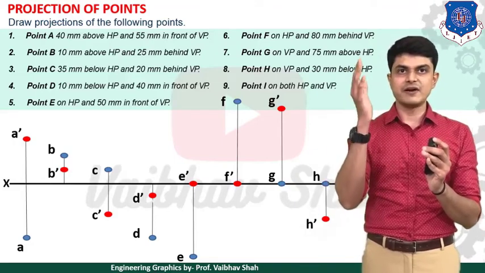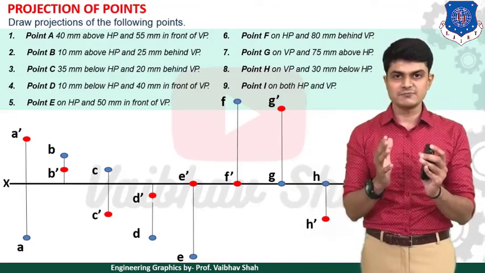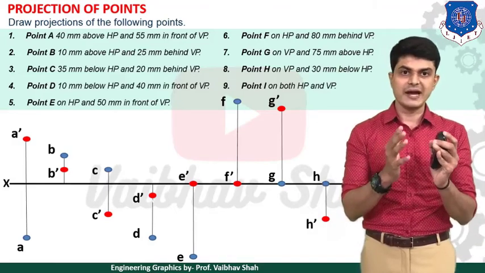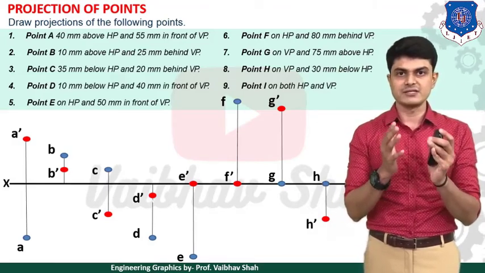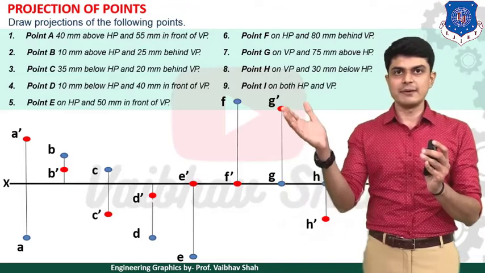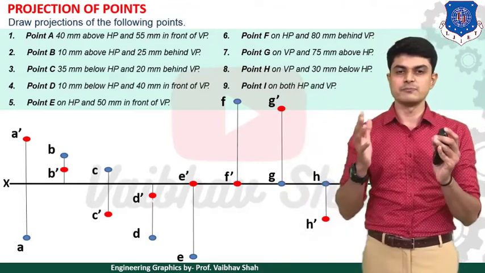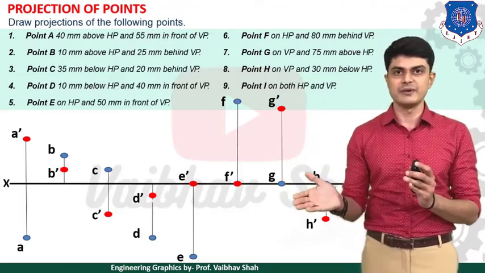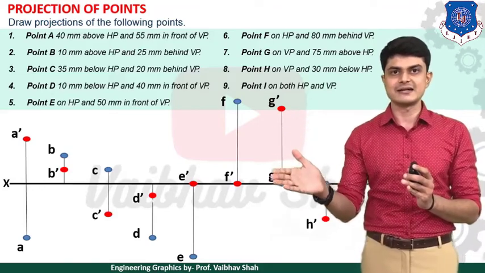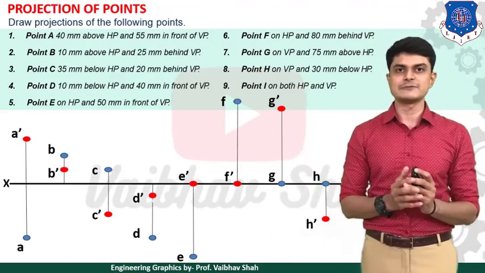Then after, 75 mm above HP, what does that mean? Above HP means above XY line. So we need to draw a point with a dash, 75 mm above XY line. So G dash point would be 75 mm above XY line. You need to make these points darker, and this connecting line should be as light as possible.